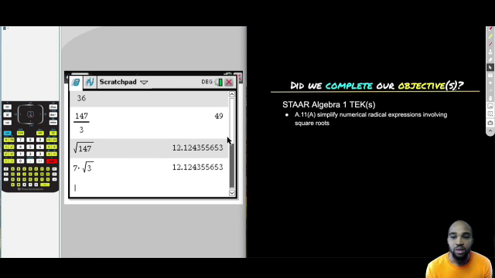I think that does it. So did we accomplish our one objective here? Absolutely. We talked about how we can simplify our radicals by breaking it down into like a factor tree, taking out the perfect squares. But you can also, honestly, on the test, most of the time multiple choice, you can check it by just putting in the decimal.